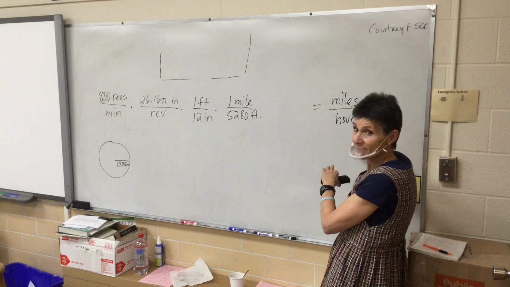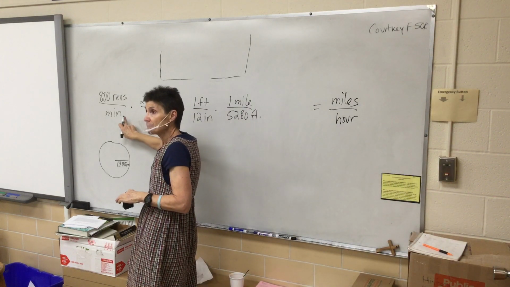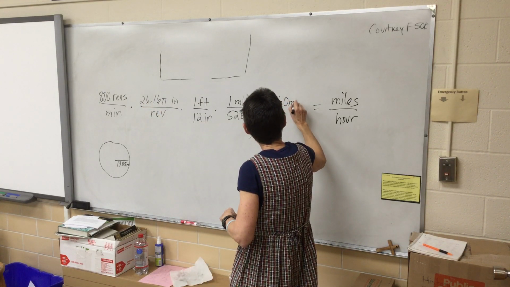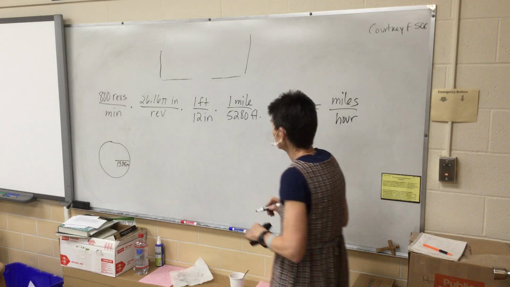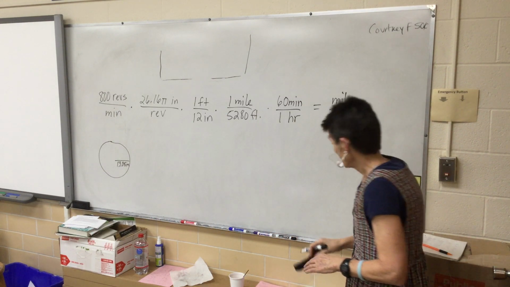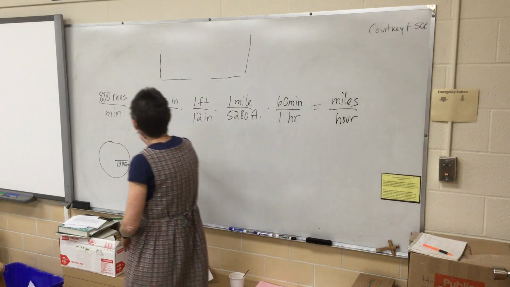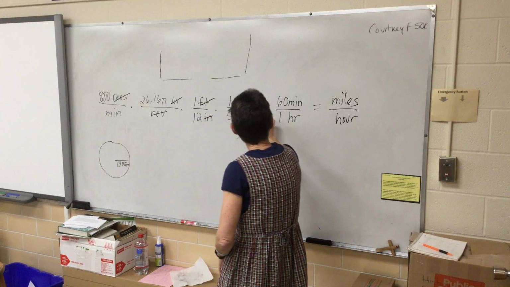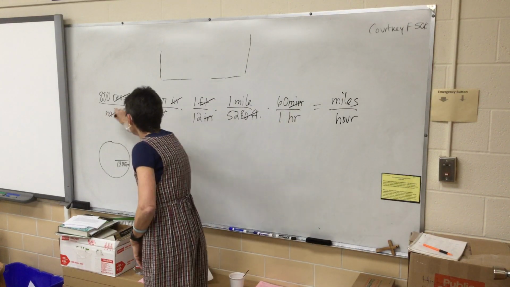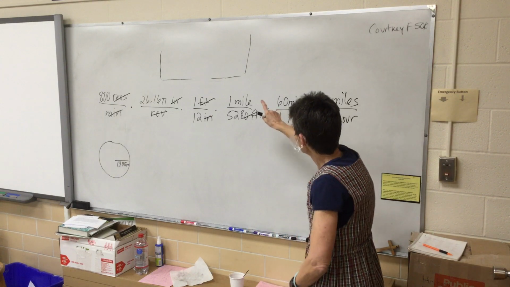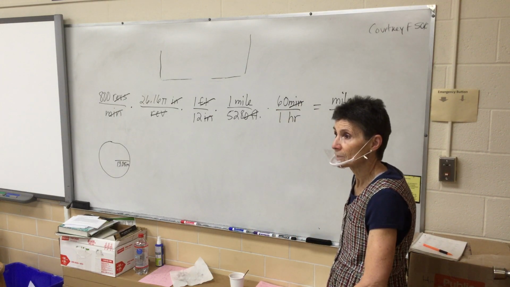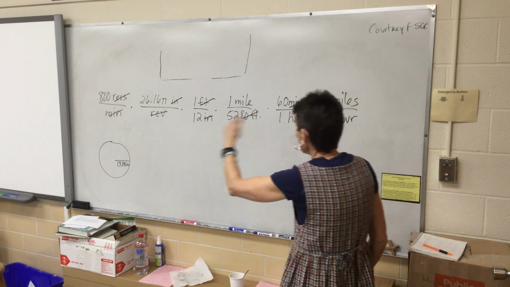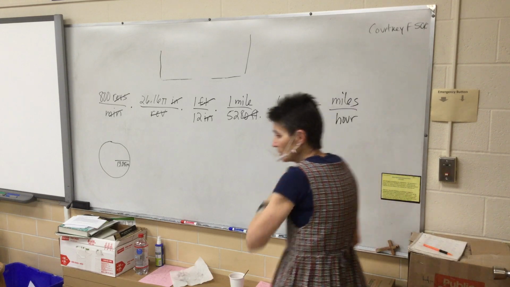But I'm supposed to have hours, and I've got minutes. So I'm going to say there are 60 minutes in 1 hour. And when I start canceling, there go my revolutions, there go my inches, there go my feet, and here go my minutes. And I am left with miles per hour. So all I need to do now is multiply everything on the top and everything on the bottom, and that will give me my speed.